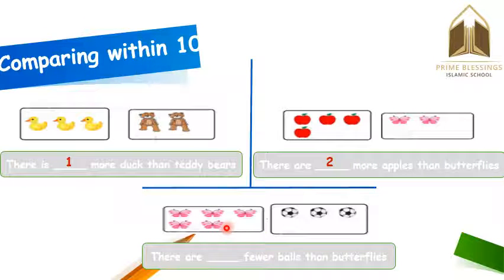And now, see here. Here are 1, 2, 3, 4 and 5 butterflies. Whereas there are only 1, 2 and 3 balls. So, which is more, butterflies or balls? Butterflies are more than balls, okay? Okay, so this time our question is, there are dash fewer balls than butterflies. How many fewer? Can you guess it? Yeah, the number of balls here is 3 and the number of butterflies here is 5. It means the number of balls is 2 fewer than butterflies, okay?